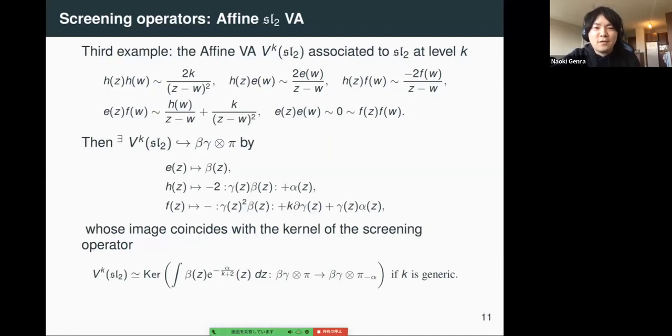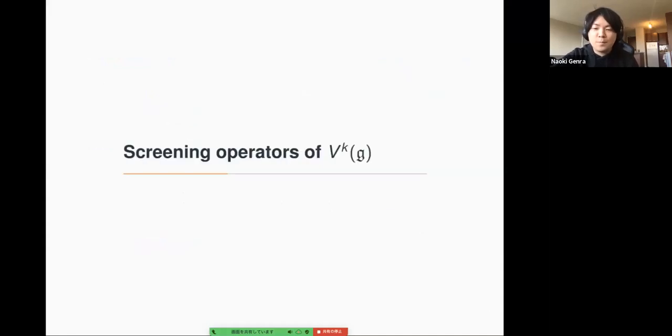Okay, so now we have talked about three examples. One is the beta-gamma system, the second one is Virasoro, and the third one is sl2. These are very easy, and you can check everything very explicitly. But now, are there any questions?